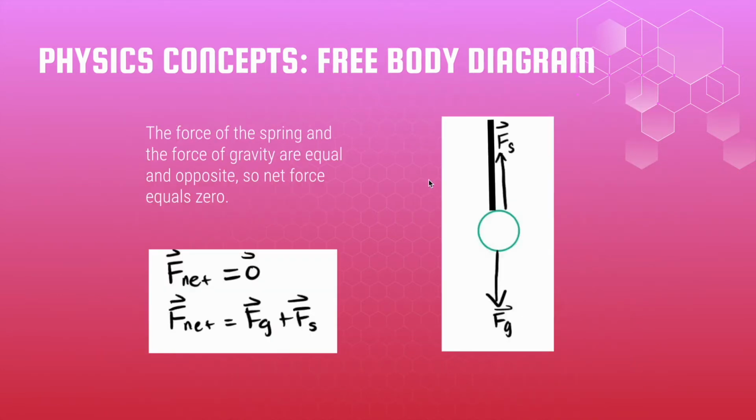We can also look at a free body diagram of the system, which only includes the force of the spring and the force of gravity. The force of the spring and the force of gravity are equal and opposite, so net force equals 0.